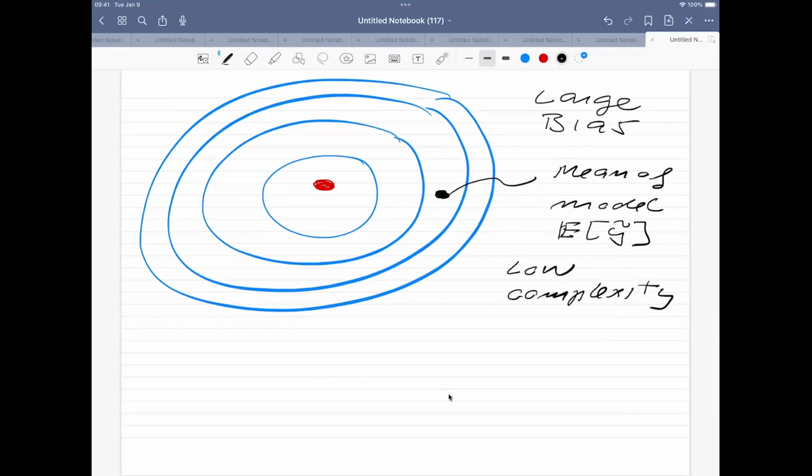But let's now look at the other situation with the variance of the model. So suppose now that my model has a set of data points which look like this. So this is my model predictions.